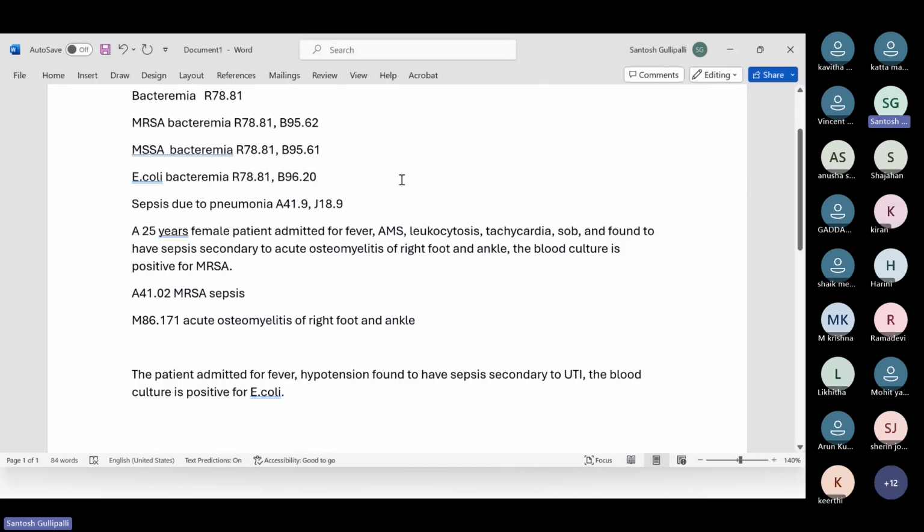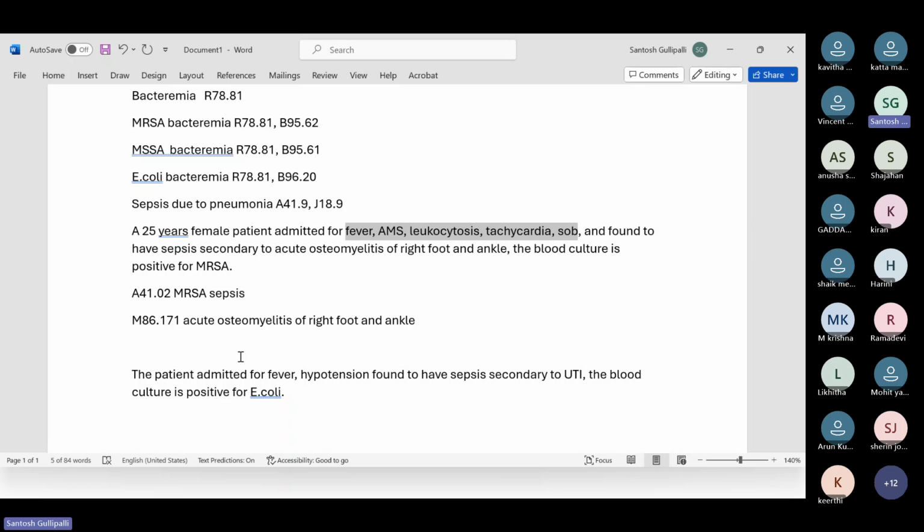Okay, so in the previous example, the fever, AMS, leukocytosis, tachycardia, SOB, these are all symptoms. So that's the reason we do not code symptoms along with sepsis, because these are all symptoms of sepsis. As per signs and symptoms, the symptoms are an integral part of the definitive diagnosis. We do not code symptoms separately.